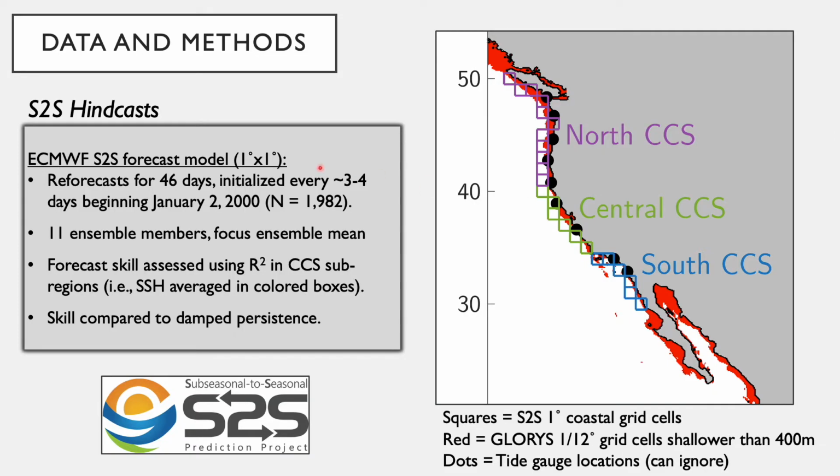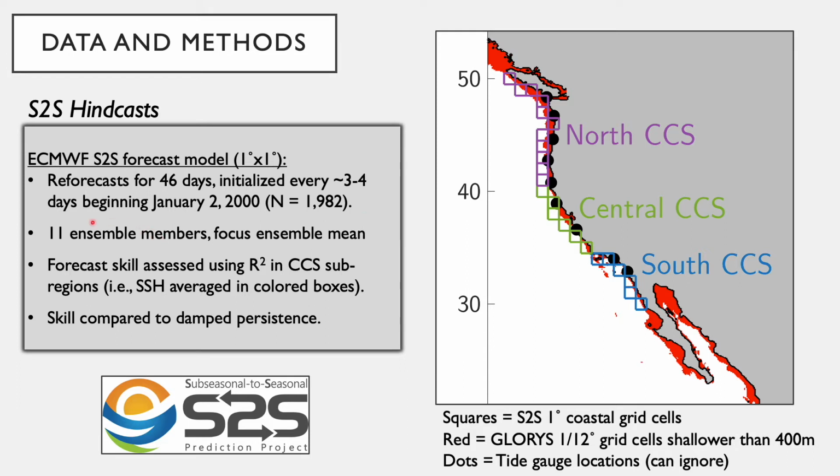We're going to be looking at the ECMWF S2S forecasting model, which is a coupled model that has both atmosphere and ocean hindcasts or reforecasts. And for the ocean, the reforecasts are for 46 days. They're initialized every 3 to 4 days beginning January 2nd, 2000. So between 2000 and the end of our comparison period in 2018, we have about 2,000 forecasts to assess.